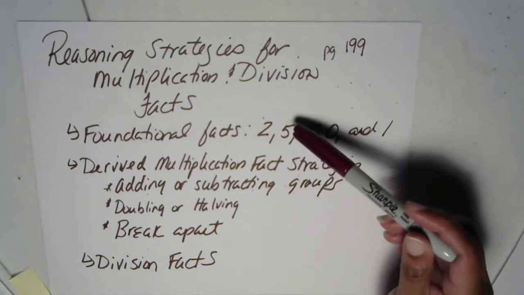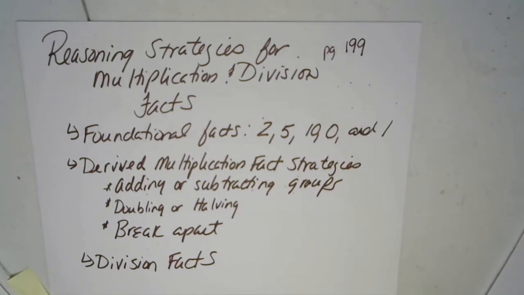So we want to learn our 2s, our 5s, our 10s, 0s, and 1s. And then we want to make sure that we talk about, oh, and don't forget about the 9s. So we want to spend some time. The 9s are in a category by themselves. They are used for deriving the other facts, but there are several reasonings, strategies, and patterns specific to 9s.